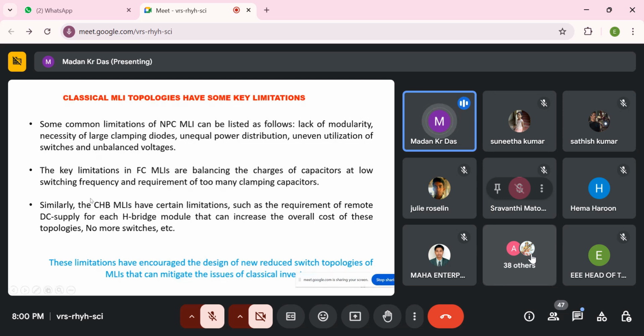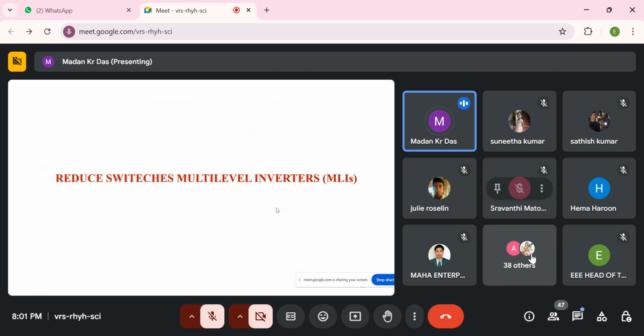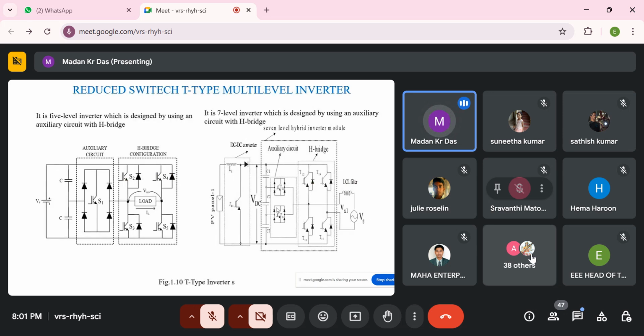So for classical multi-level, basically we have used the cascaded multi-level types, but for the new types of multi-level we have designed the topology. So we have discussed the reduced switch multi-level inverters. So this is the T-type multi-level inverter. T-type means here an H bridge and here another switch like a T. So here these are bidirectional switches.